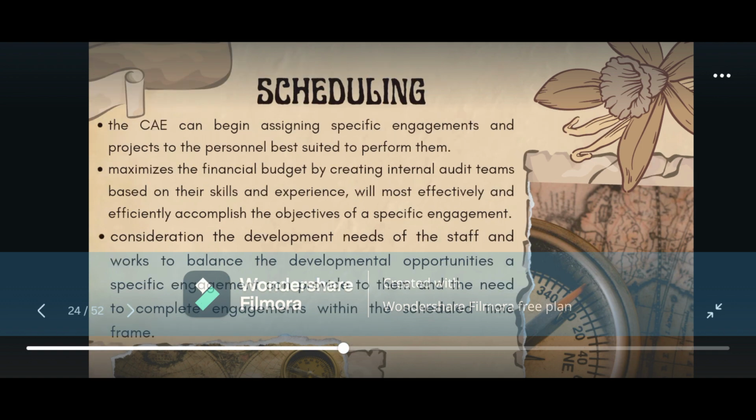The scheduling. So the CAE can begin assigning specific engagements and projects to the personnel best suited to perform them. So it maximizes the financial budget by creating internal audit teams based on their skills and experience. And the CAE takes into consideration the development needs of the staff and works to balance the development opportunities a specific engagement can provide to them and the need to complete the engagement within the scheduled time frame.